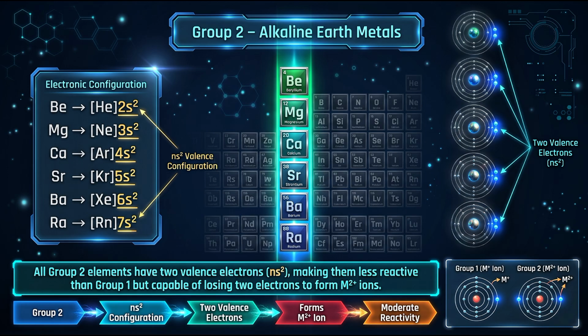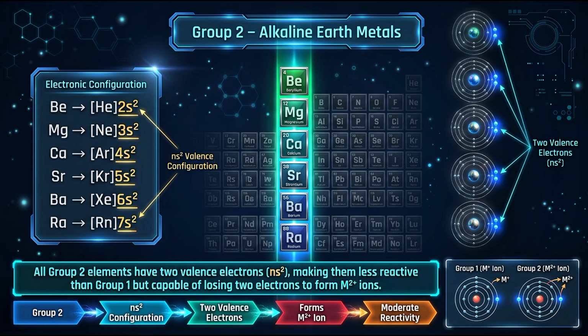For example, calcium reacts with cold water, but magnesium reacts only slowly with cold water and more rapidly with hot water or steam. Beryllium is even less reactive because its small atomic size allows the nucleus to hold its valence electrons very strongly. Group 2 metals are also good conductors of heat and electricity because they contain free-moving electrons within their metallic structure.